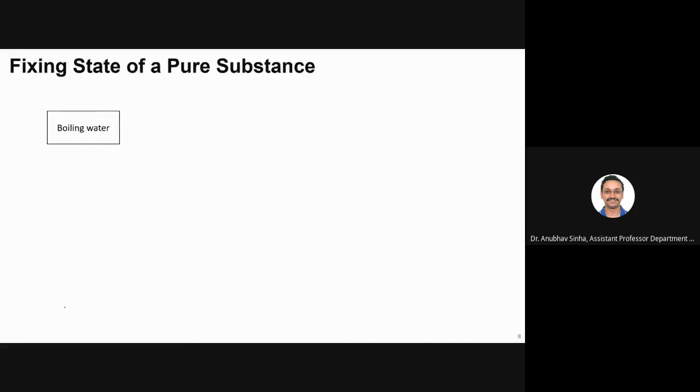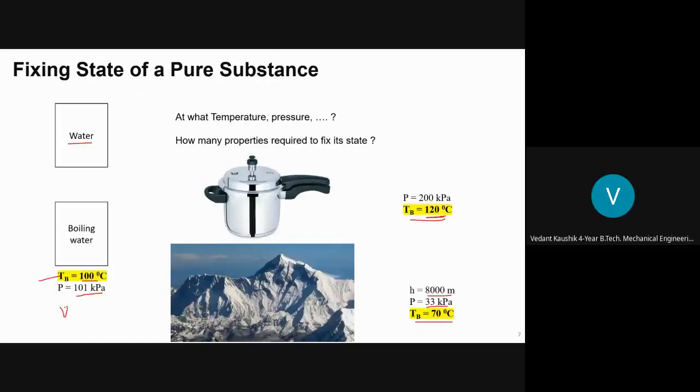Sir, when water is boiling, its volume is also constantly changing. So don't we need to state that?